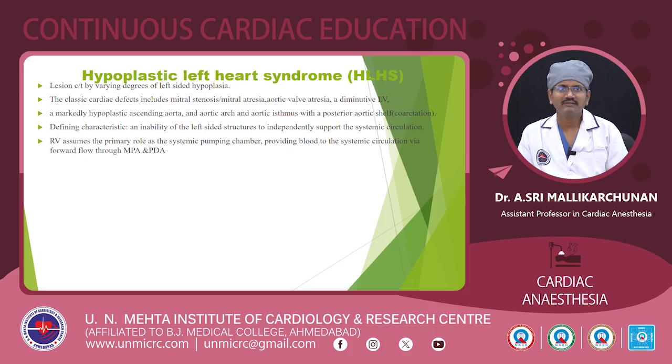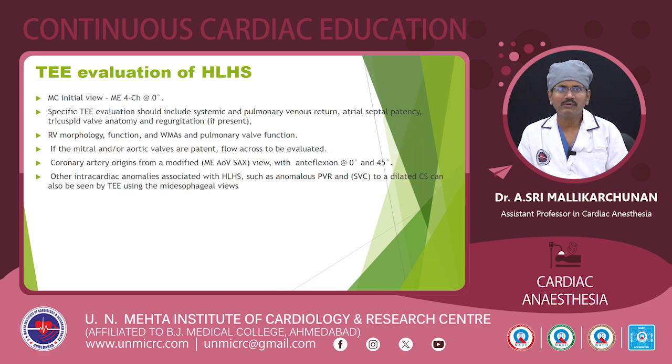There is a markedly hypoplastic ascending aorta, aortic arch and aortic isthmus with a posterior aortic shelf, also called coarctation. The defining characteristic of hypoplastic left heart syndrome is the inability of the left-sided structures to independently support the systemic circulation. The RV assumes the primary role as the systemic pumping chamber, providing blood to the systemic circulation via forward flow through the main pulmonary artery and the patent ductus arteriosus.